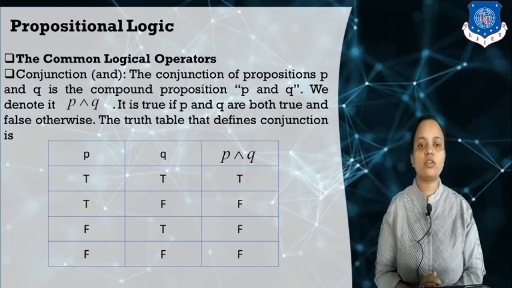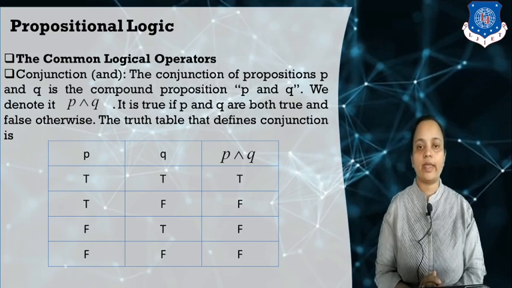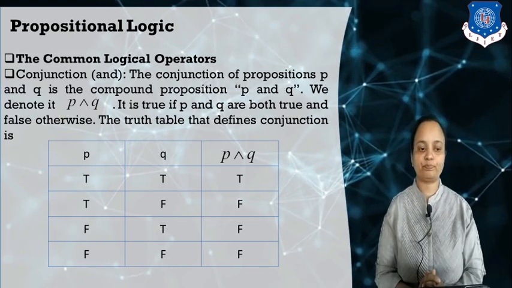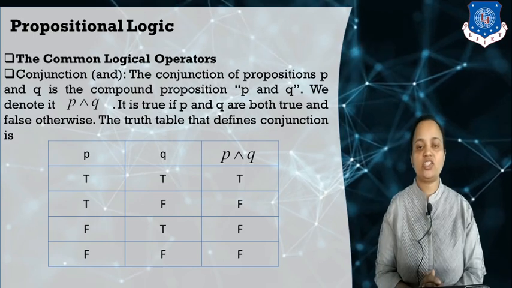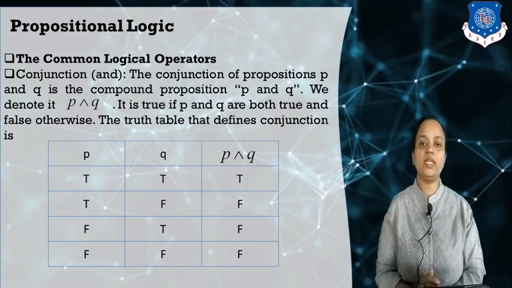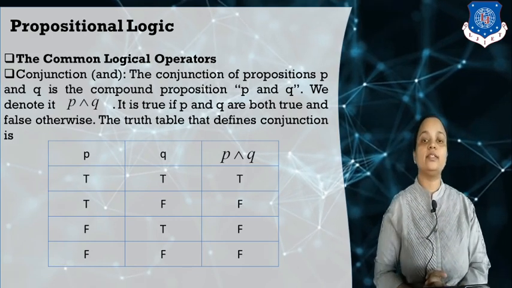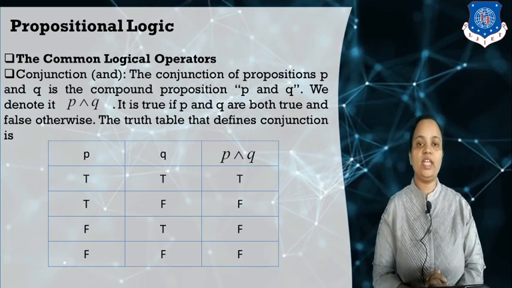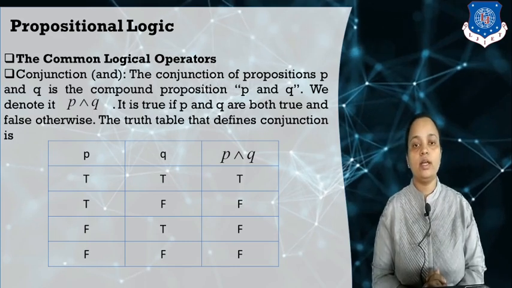The conjunction of propositions P and Q is the compound proposition P and Q, and we denote it with this symbol, P ∧ Q. The statement is true if both P and Q are true, and false otherwise. So the AND operator says that if both statements P and Q are true, then P and Q is true, otherwise it's false.